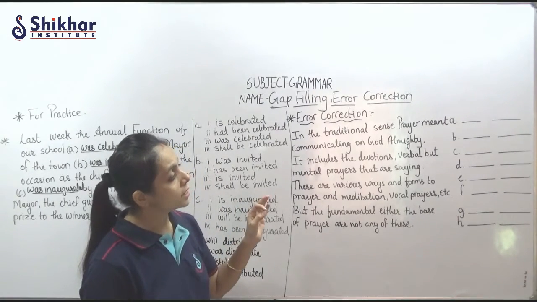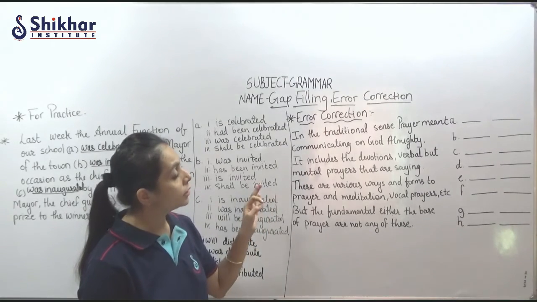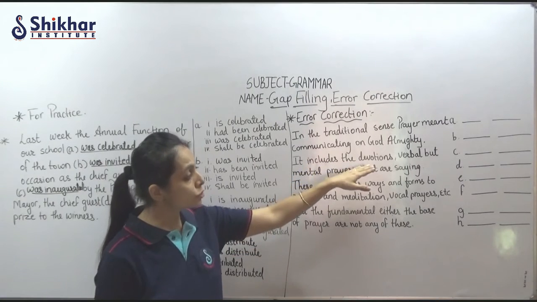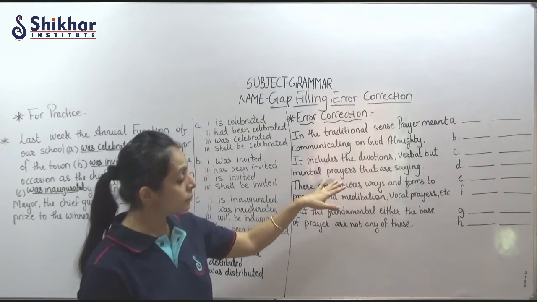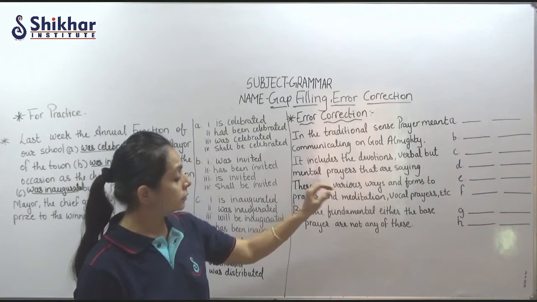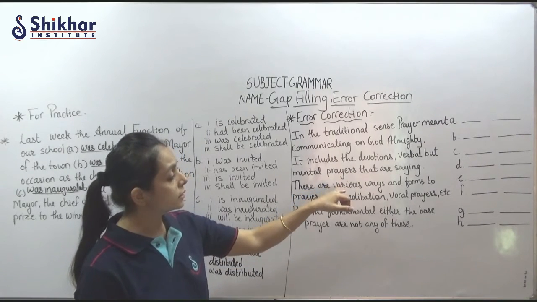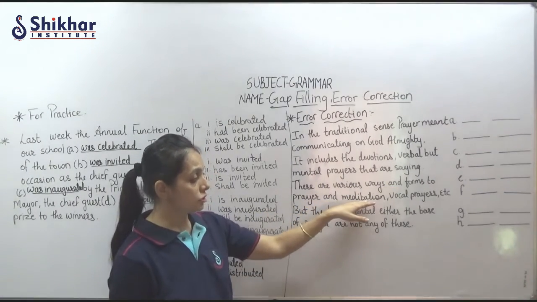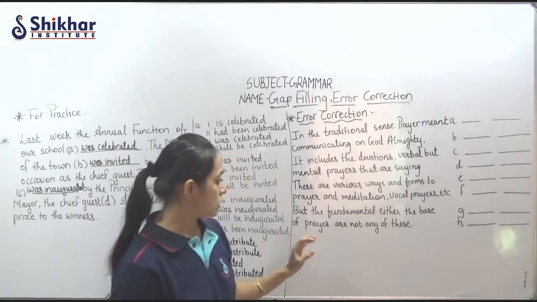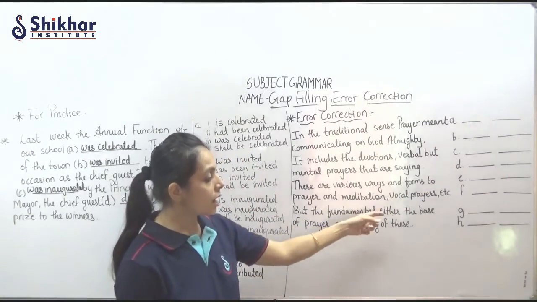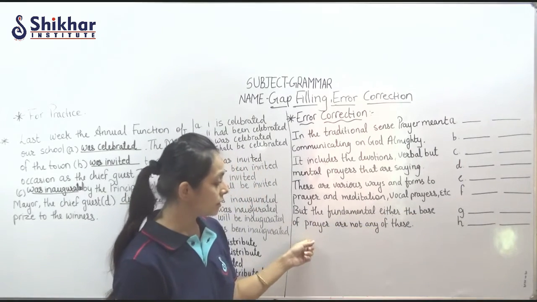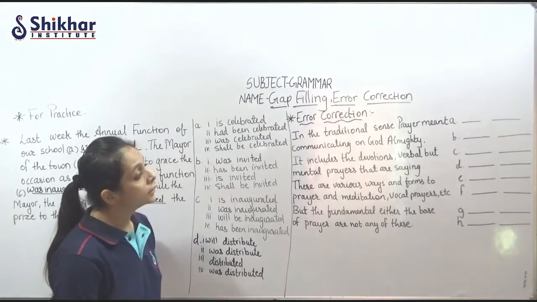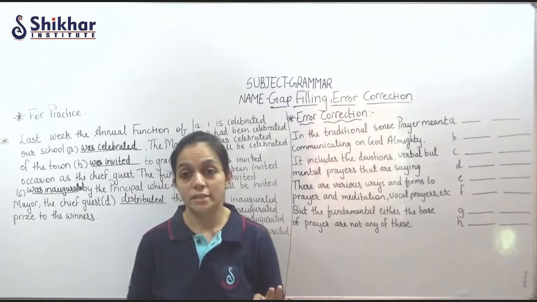In the traditional sense, prayer meant communicating on God Almighty. It includes the devotions, verbal but mental prayers that are saying. There are various ways and forms to prayer and meditation, vocal prayers, etc. But the fundamental, either the base of prayer are not any of these. Okay?